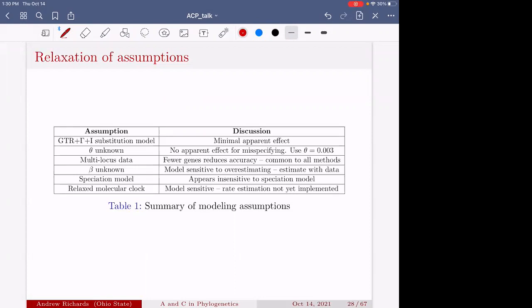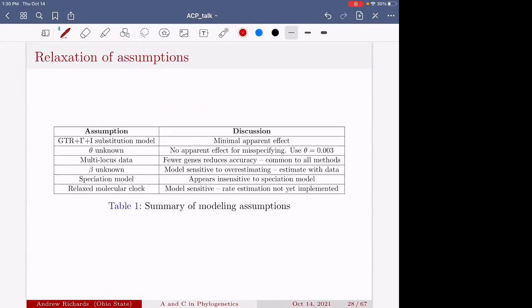We tested under various values of that population size parameter theta. There really wasn't any apparent effect for misspecifying. And theta tends to fall in an empirical range between around 0.01 and 0.001. So we just picked 0.003 as sort of the mid-range of the empirical range on the log scale, and just use that for all our calculations.